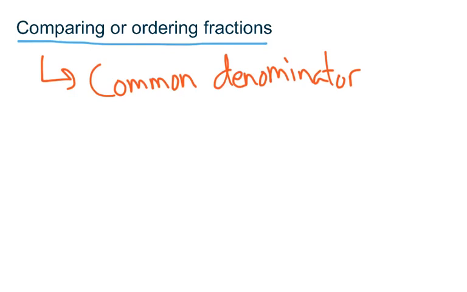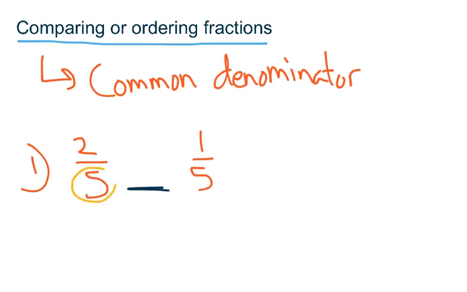Because if we have a common denominator, it makes it easier to actually compare them. So let's say we have something like 2/5 and 1/5, and we want to compare them. We have to put an inequality symbol here. As long as we have the same denominator, which we have, you then just compare the numerators and ask, how do these relate? 2 is greater than 1, so it's going to be greater than.